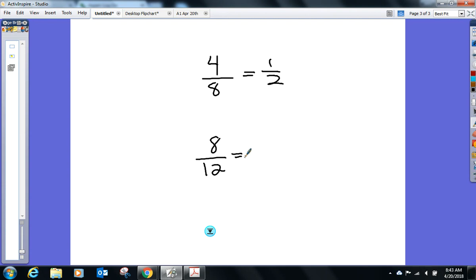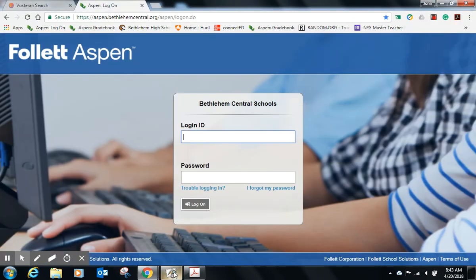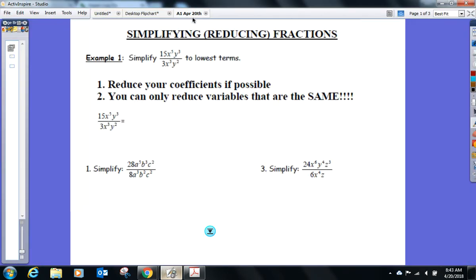Highest number that goes in both is 4, right? 2/3. Everyone's got the ability to do that. Well, today all I'm going to do is put variables in now, and we're going to reduce those fractions. All right, so take a look at the first example here.